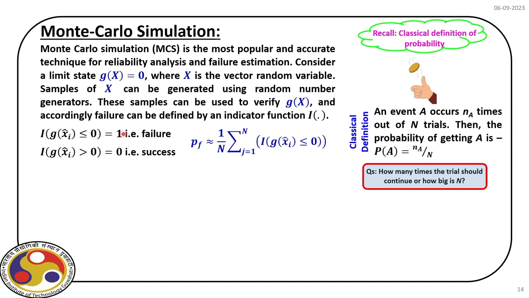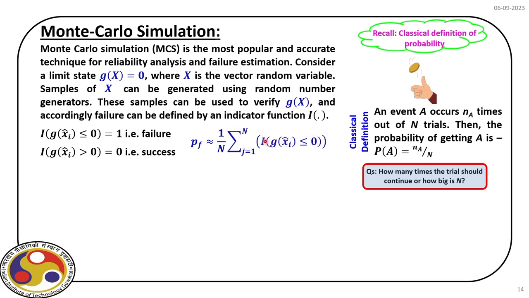So it counts the number of failures we have, while it ignores if we have a success. That means g(x) is greater than 0. Now once we do that, then we can use this relation following the classical definition. So 1 by capital N, this capital N is the number of trials that we conduct to solve this reliability problem, and then summation of j equal to 1 to N, I[g(x) less than or equal to 0].